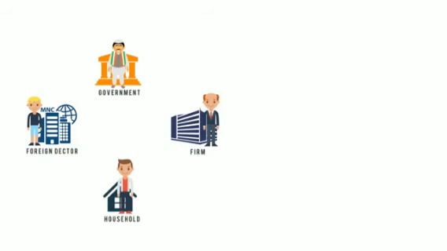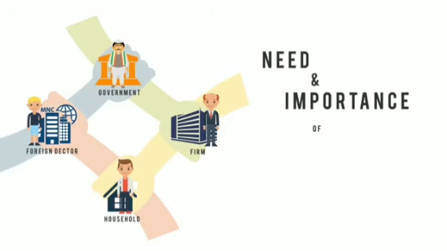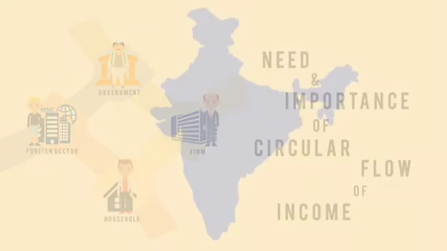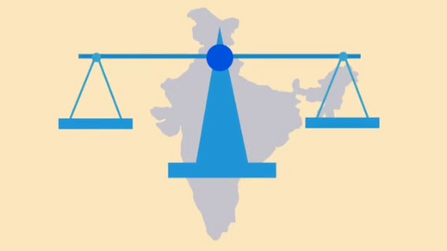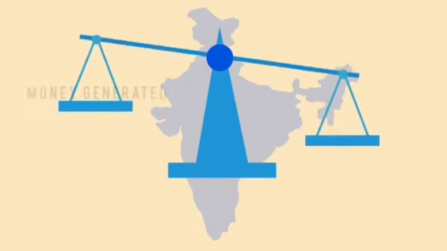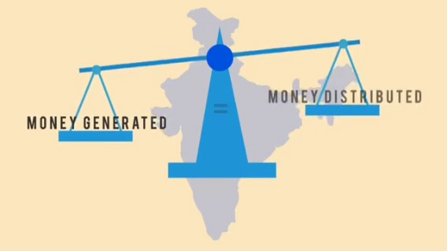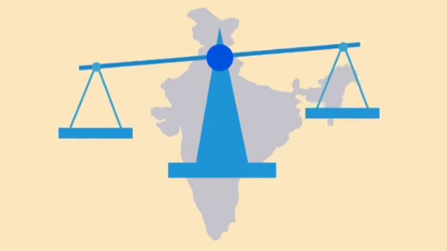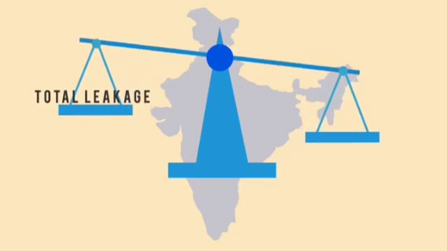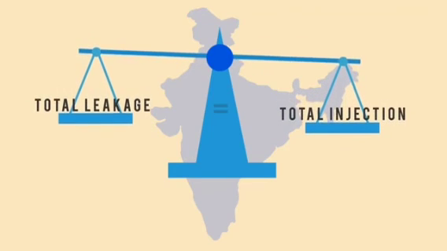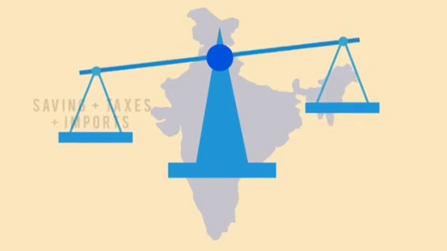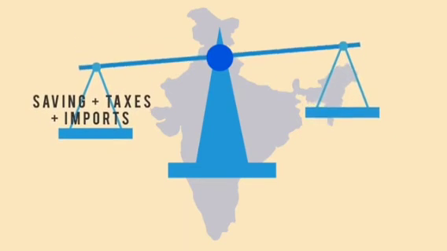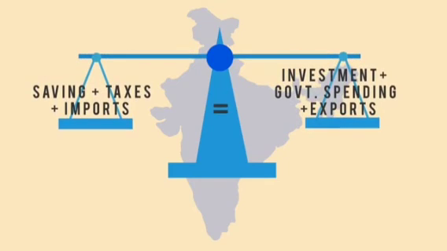Now that we have studied circular flow of income across various sectors, let's understand the need and importance of circular flow of income. Circular flow of income is very helpful in studying the equilibrium position of the economy. State of equilibrium happens when the money generated is completely distributed and completely spent, or in another way it is the state where total leakage equals the total injections occurring in the economy. Mathematically speaking, this can be understood as saving plus taxes plus imports equals investment plus government spending plus exports.